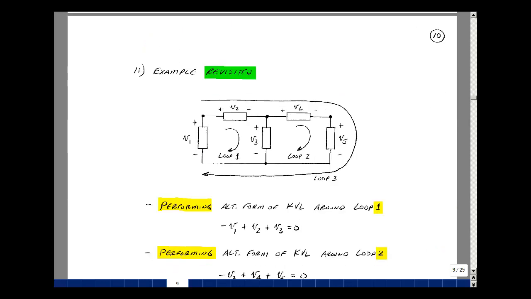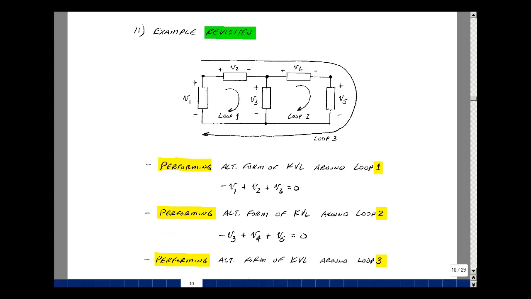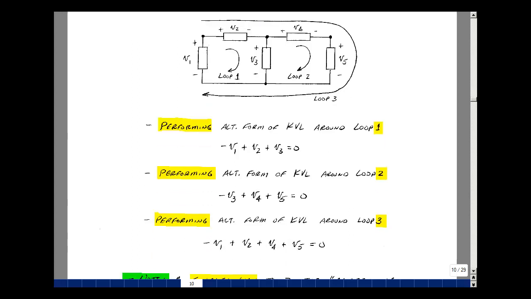Let's revisit that example and use the alternative form of Kirchhoff's voltage law. So if I'm going to go around loop number 1, I have a rise in voltage, so I'm going to subtract that. So minus the quantity V1, a drop of V2, and a drop of V3, and that equals 0. Go around this loop, I have a rise in voltage, so a minus V3, a drop of V4, and a drop of V5. Go around the outer loop. Rise in voltage, so I'll subtract it. Add V2, add V4, add V5. Again, equal to 0.